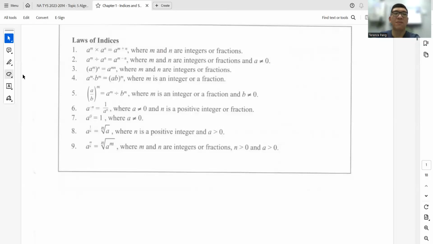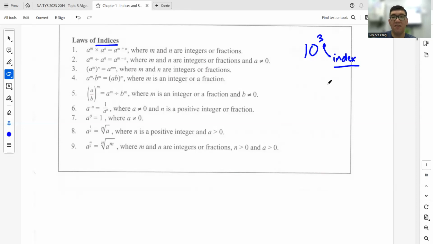Okay, so this is a chapter on indices. That's the one with the squares, cubes, to the power of x, y, z. For example, 10 to the power of 3 is an index. So 3 is an index, and the plural of index is indices. 10 would be known as the base.